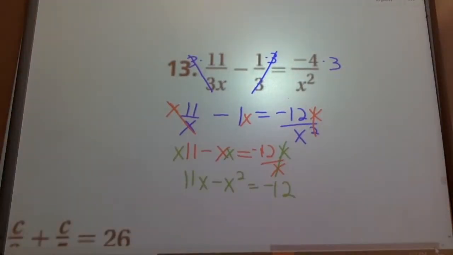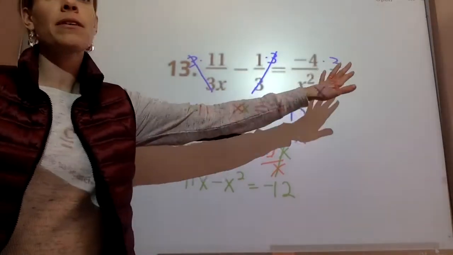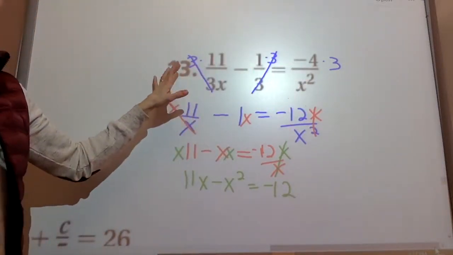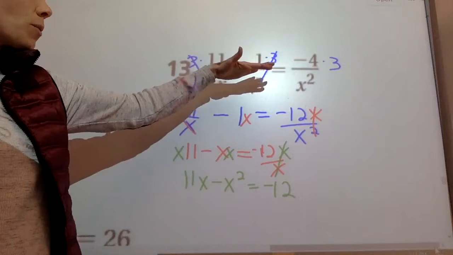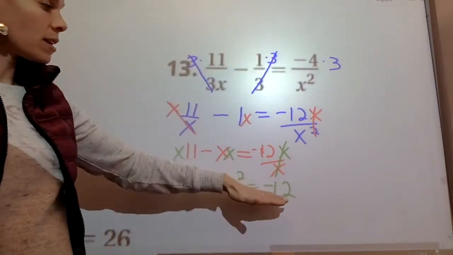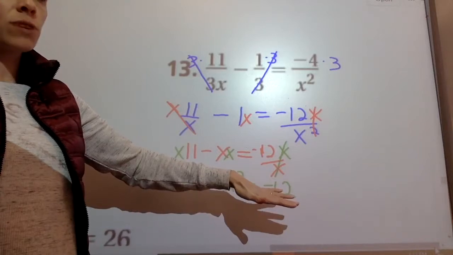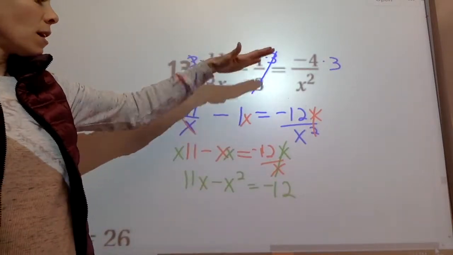So, Swiss Army, what you could have done is you could have multiplied everything by 3x squared if you saw that was your common denominator. And if you multiplied everything by 3x squared, you would go from here to here. Okay, if you recognize 3x squared was your common denominator.